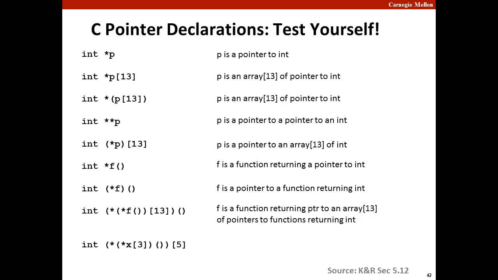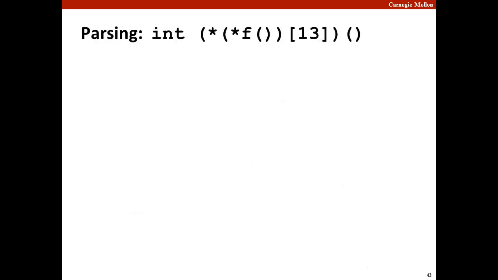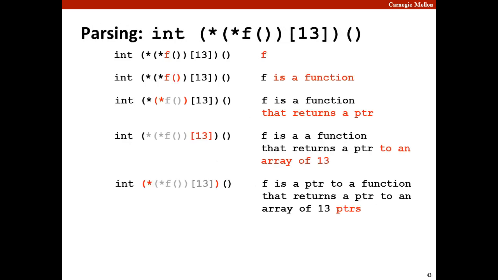f is a function returning a pointer to an integer array of 13. A pointer to functions returning an int. Good. x is an array of 3 pointers to functions returning pointers to an array of 5 ints. Good. Typedef. Who cares? If you care, offline, walk your way through this stuff. If it takes you 10 lines and a step to write out the type, like, typedef it.